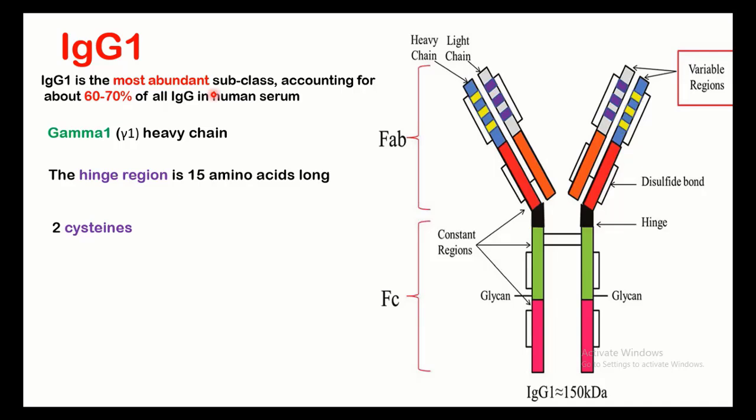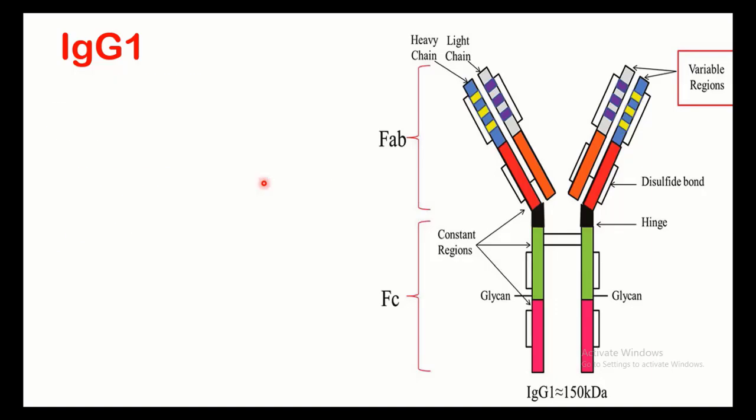They usually do this by the formation of disulfide bonds. In immunoglobulin G1, there are two cysteines in the hinge region, and they are responsible for making a single disulfide bond. So in immunoglobulin G1, the two heavy chains are connected to each other by a single disulfide bond. These are important properties of immunoglobulin G1: it is the most abundant one, and the hinge region length is 15 amino acids long.